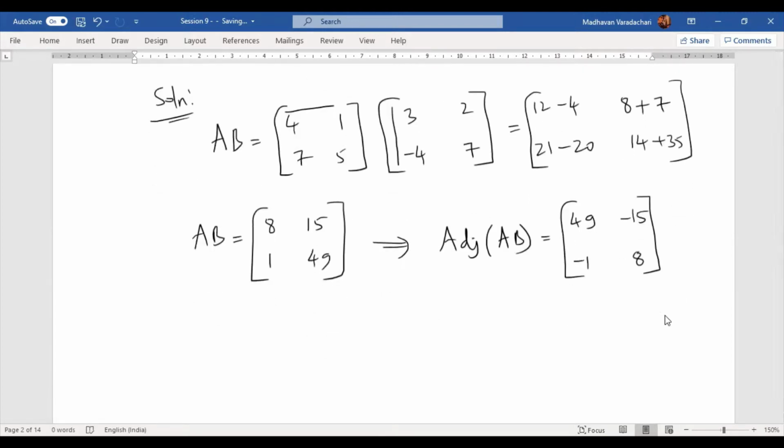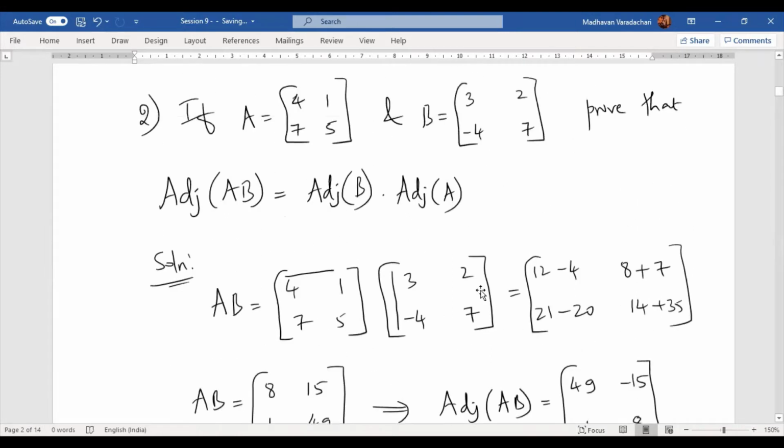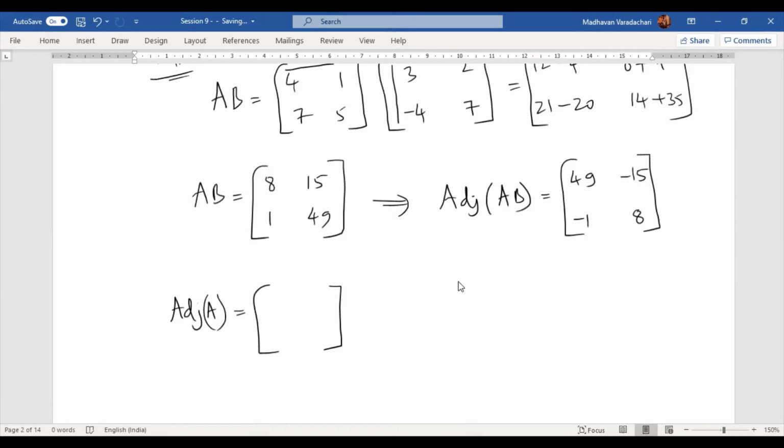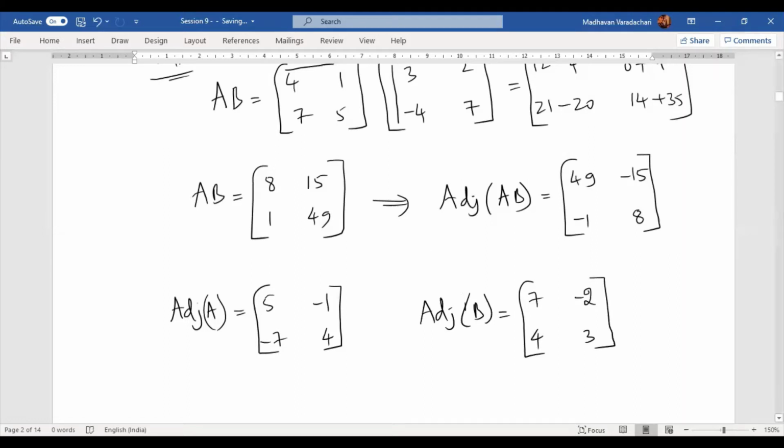Now let us find the adjoint of A separately. In A, we have 4 and 5 that we have to interchange. 5 will go here, 4 will come here. And for the other two elements, change the signs. Now, the adjoint of B. In B, we have 3, 2, -4, 7. We have to interchange 3 and 7. So here we get 7, here we write 3. This will become -2, this will become +4. The signs of the other two elements change without changing their positions.